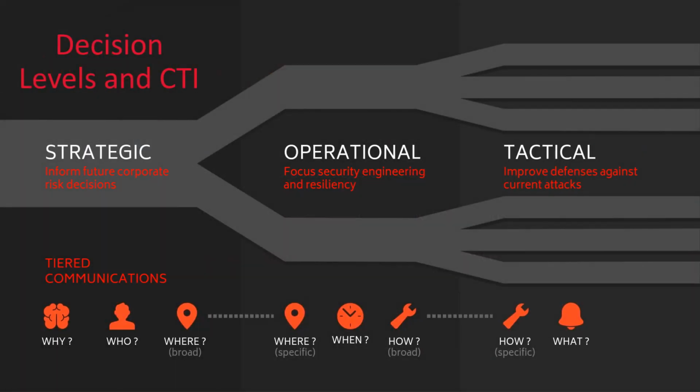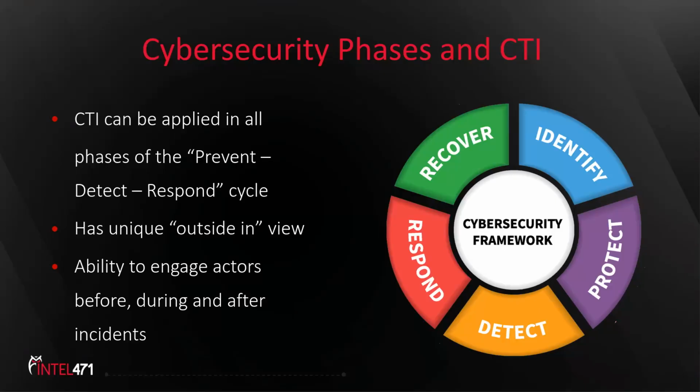So if we look at decision levels and cyber threat intelligence, if intelligence drives decisions, then we have decisions at different levels. We have the strategic, the operational, and the tactical. And CTI can be applied at all these different layers as well. You can apply it at the strategic level, the operational, and the tactical level. If you're looking at the phases of cybersecurity, this comes from NIST, the American NIST Institute. Broadly speaking, there are 3 phases of cybersecurity: prevent, detect, and respond.